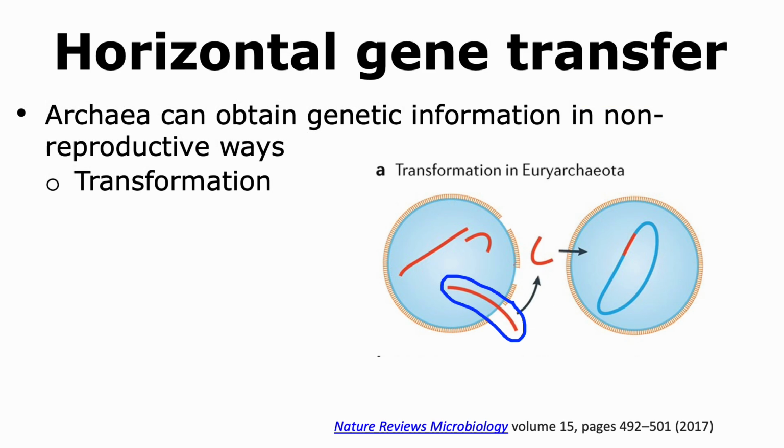Archaeal cells can obtain genetic information in non-reproductive ways. One such way is through transformation. Consider a scenario where an archaeal cell has died and its DNA is being released into the environment. This released DNA can then be taken up by another archaeal cell through the process of transformation. Now, if this DNA was a plasmid, it could remain as a plasmid in the archaeal cell, or if it's a DNA fragment, it can get incorporated into the genome of that archaeal cell.